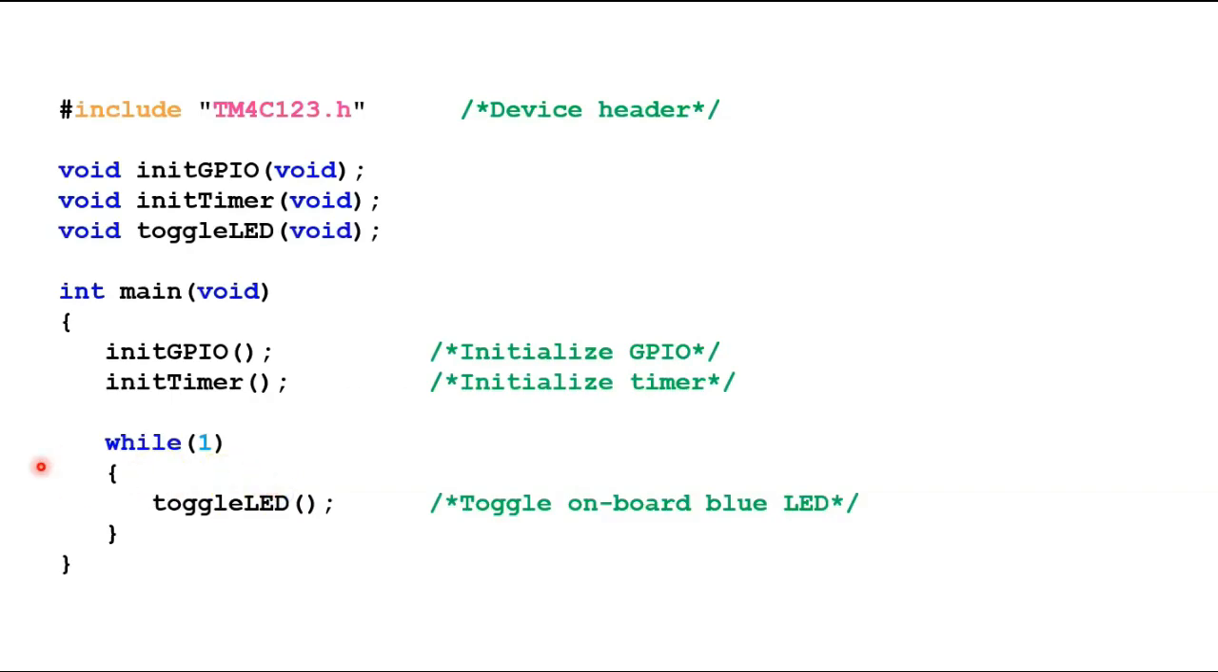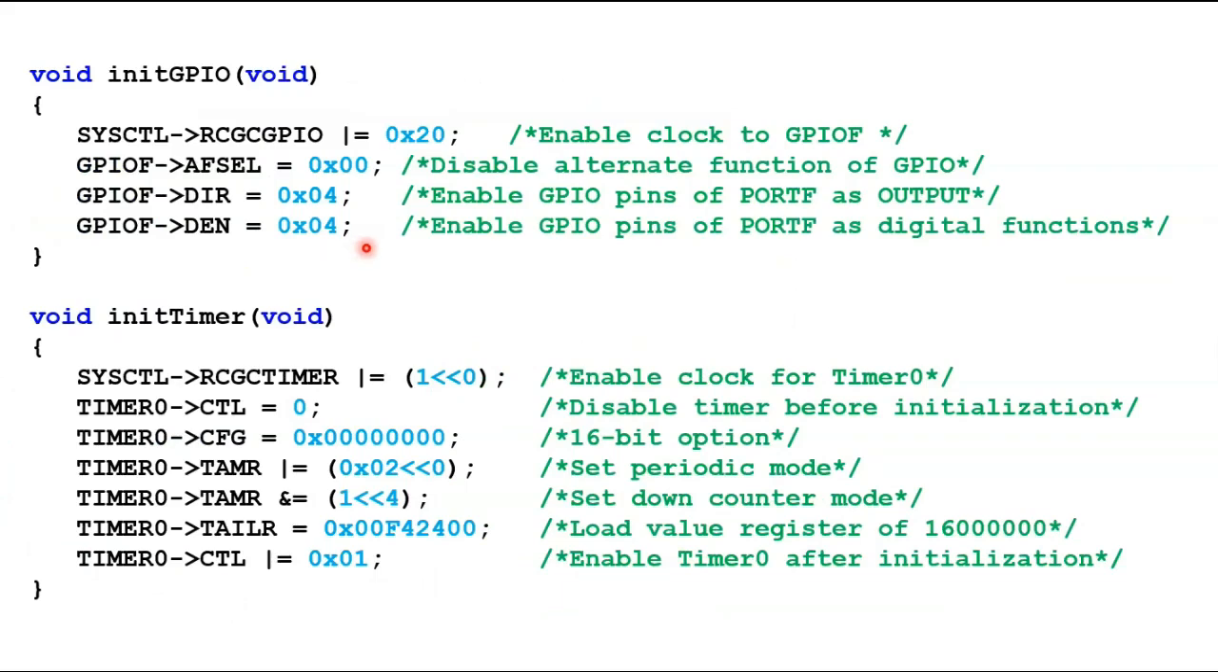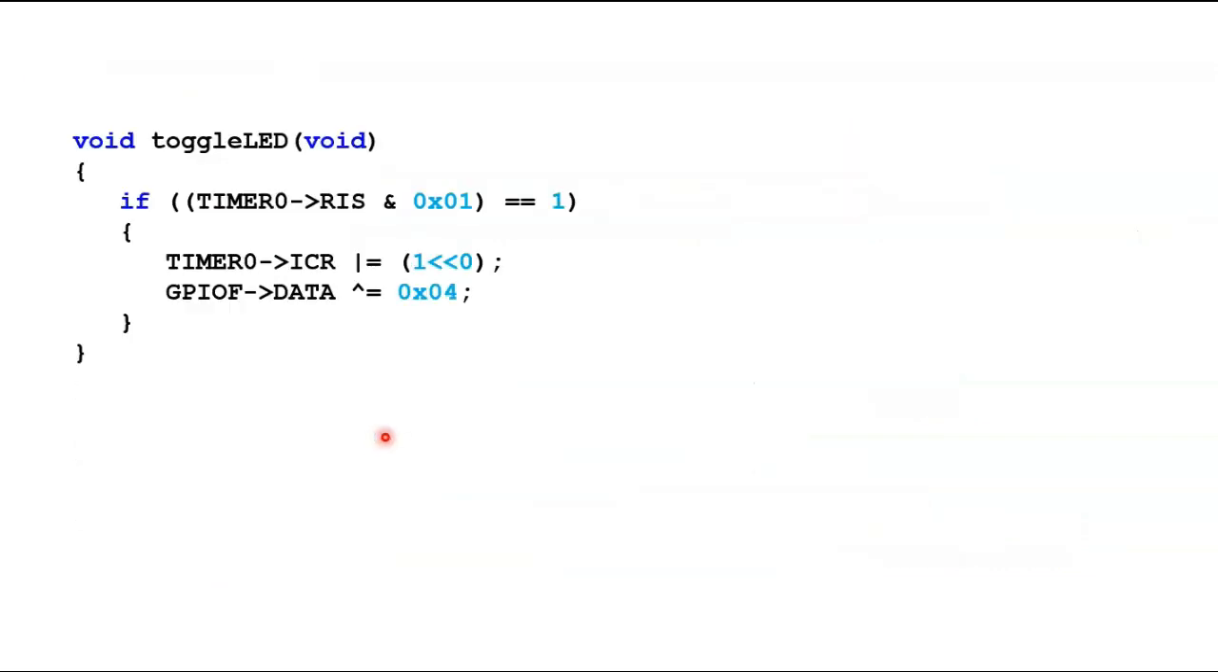So here is the main part of the program. And here are the functions, and this is the init GPIO function, and this is the init timer function. And then lastly, this is the toggle LED function.